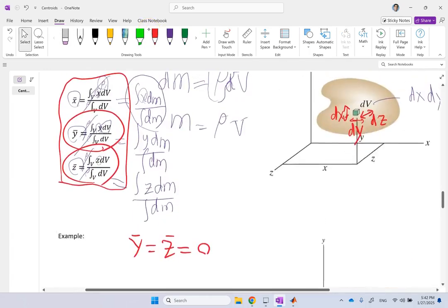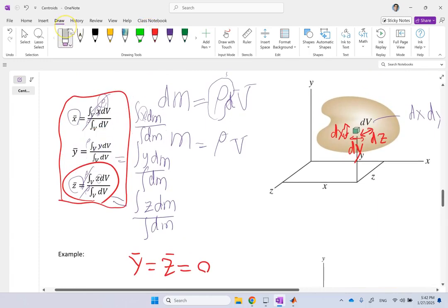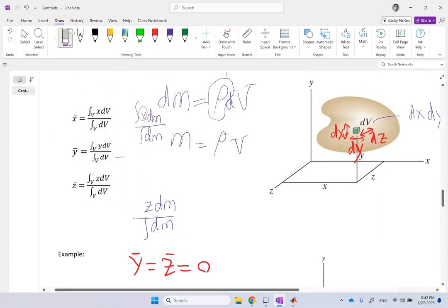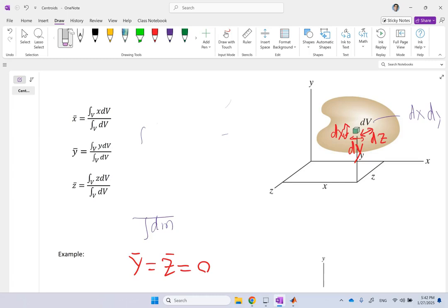Well, all I need is this guy here. All I need is this top integral. That's all I care about, x bar. And for that, I need to calculate volume. And I need to form a dV element, a volume. And you see here, what I care about is x.